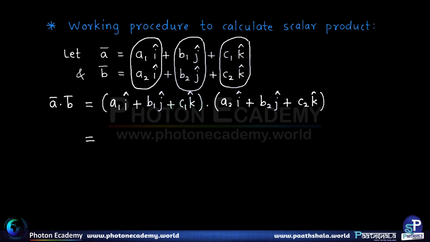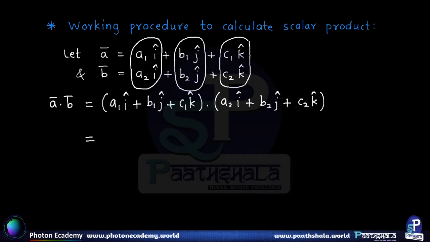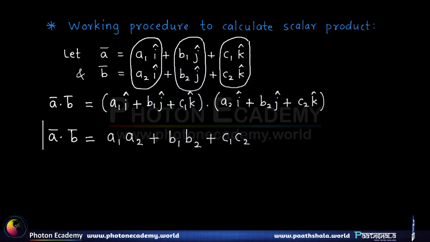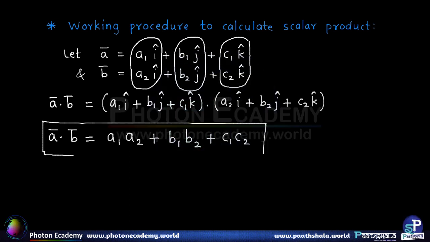Hence a1 i cap dot a2 i cap will be nothing but a1 into a2, because i cap dot i cap is 1. Similarly, we will have the second product as b1 b2 and the third product as c1 c2. That is how we use the working procedure, the actual procedure when we are to calculate the scalar product. So we multiply the corresponding coefficients of i, j and k.